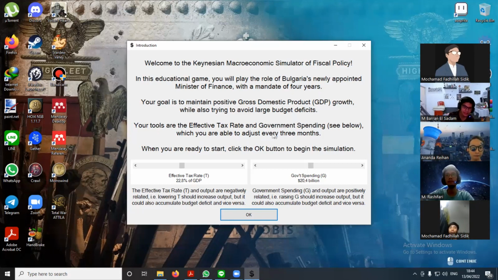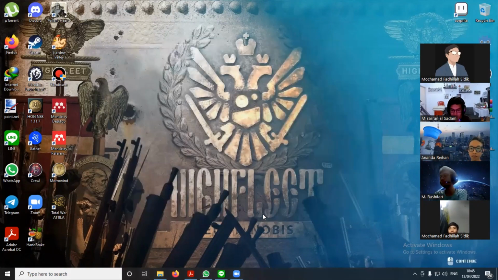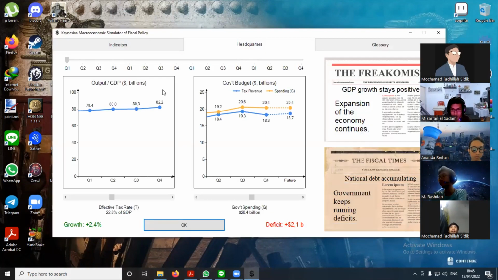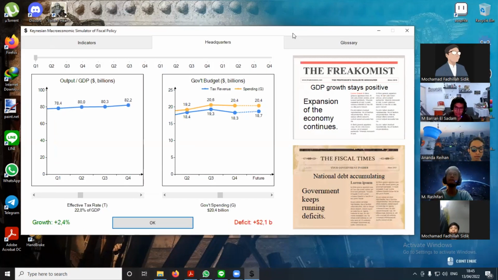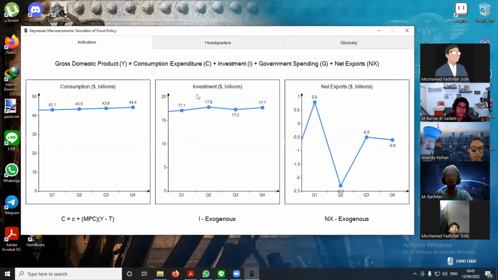Your tools are the effective tax rate over here and government spending over here. You are able to adjust this every 3 months. So in other words, every 1 quarter within the year, you can adjust that. When you are ready to start, click the OK button to begin simulation. So you can look at all these graphs here and the facts.